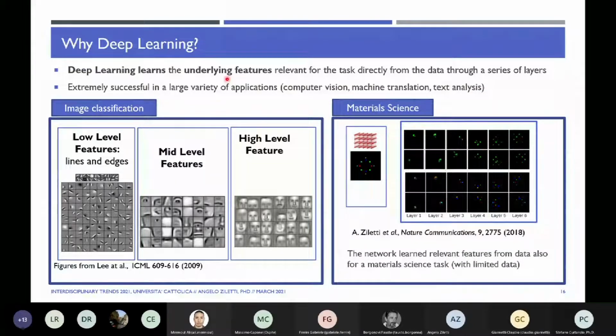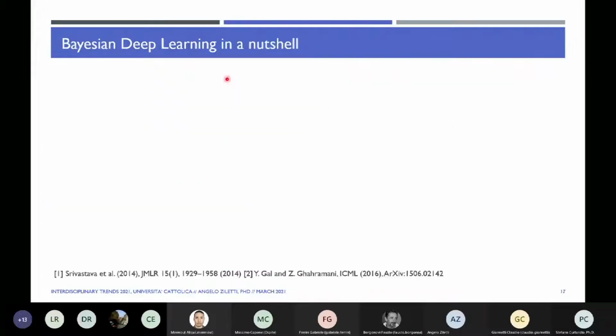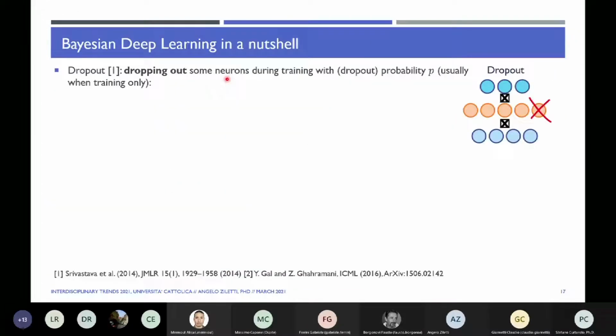So that is deep learning. In deep learning, you get one output. So let's say you get an input structure, and then you get one output as a classification. But the problem with that is you want to define an uncertainty.